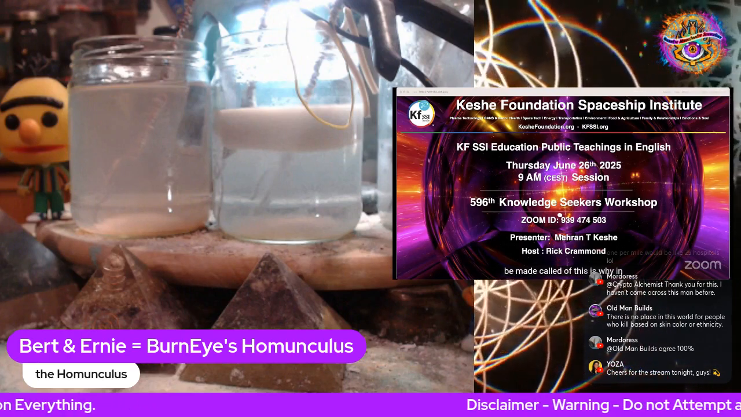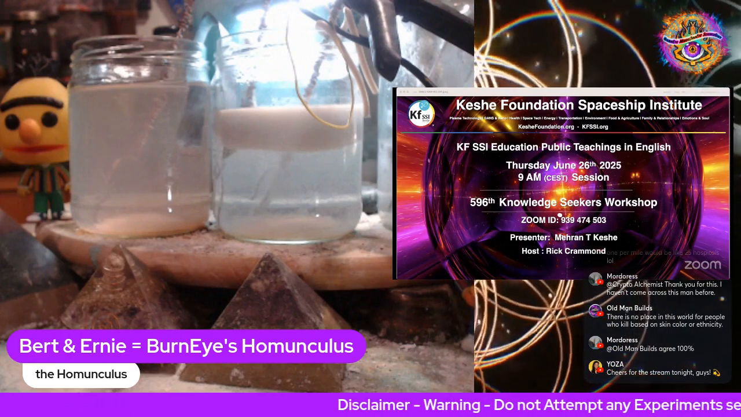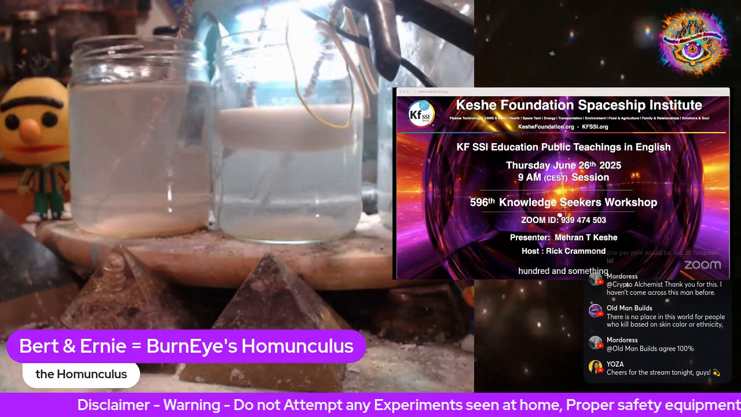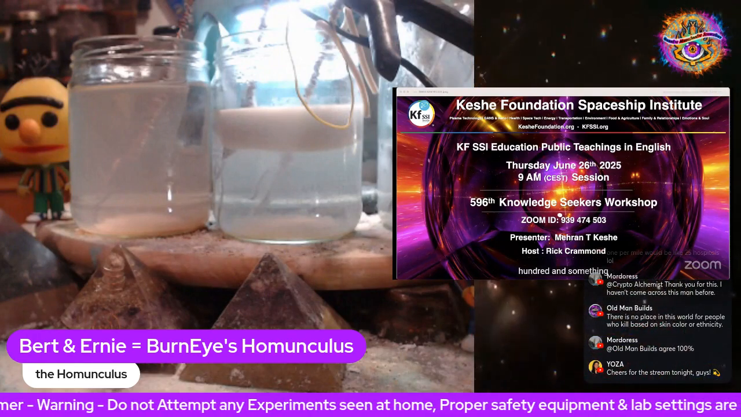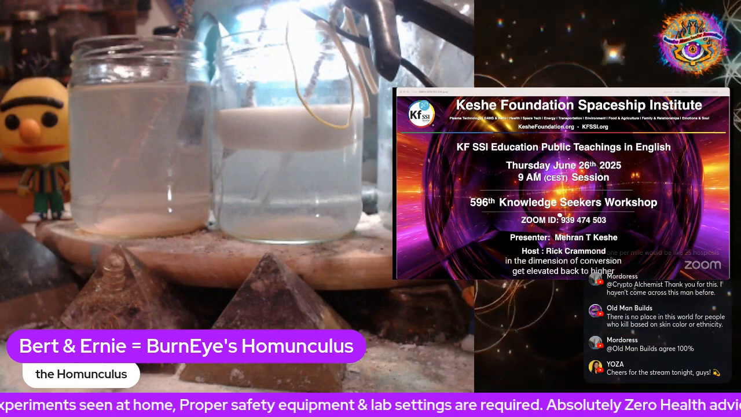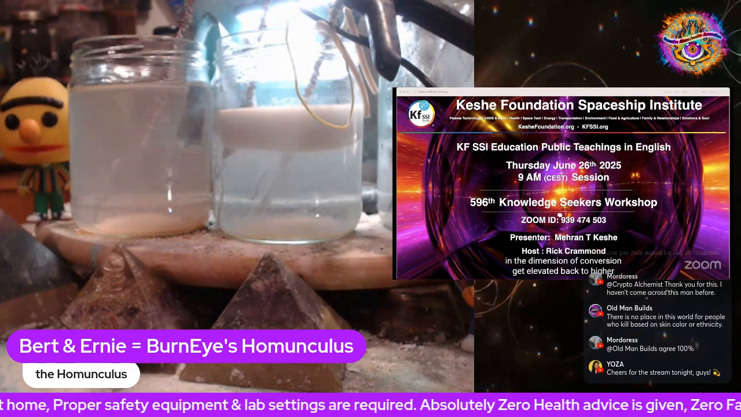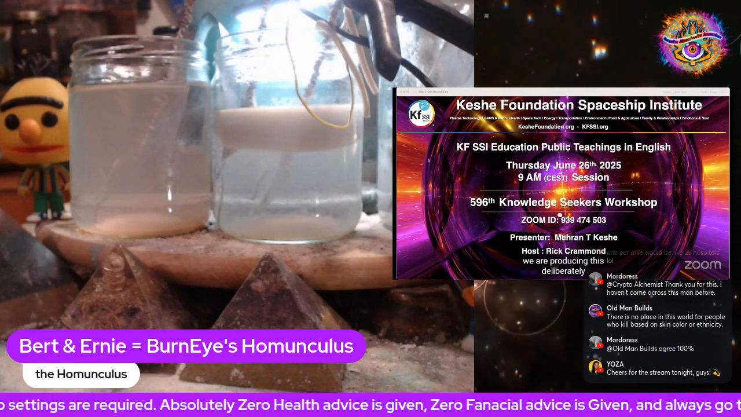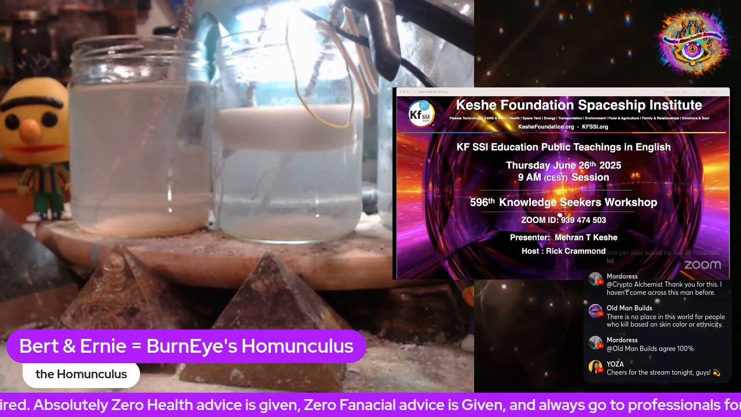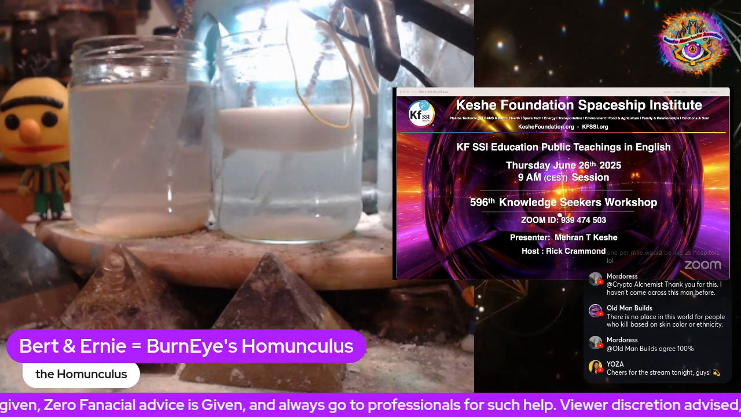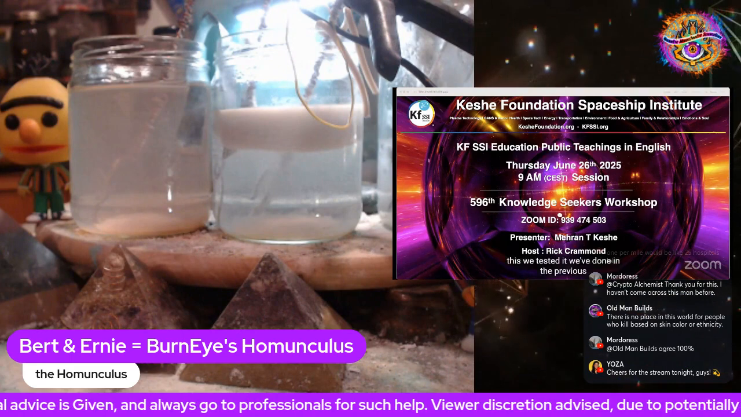This is why in the teachings I always say the number which says 100 and something is of the lowest order, because part of these in the dimension of conversion get elevated back to a higher level. We are producing this deliberately in the new design of the reactors. We have thought, how is this? We tested it, we've done that in the previous reactors.